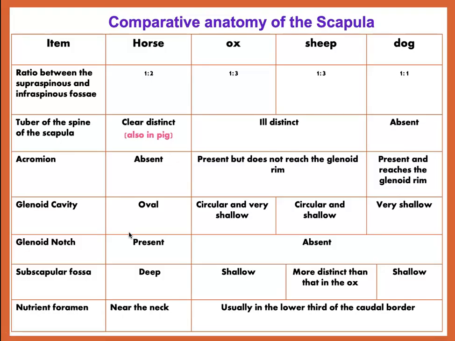So this is an important table to see the comparison between the different domestic animals. You can see the ratio between supraspinous and infraspinous is different, from 1:2 in the horse to 1:1 in the dog. The tuber of the spine would be very clear in the horse. The acromion is present in animals except in the equine, where it is absent. The glenoid cavity would be oval in the horse. The glenoid notch is only present in the equine. The subscapular fossa will be deep in the equine, and then we have the nutrient foramen.